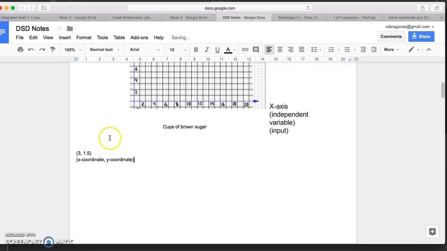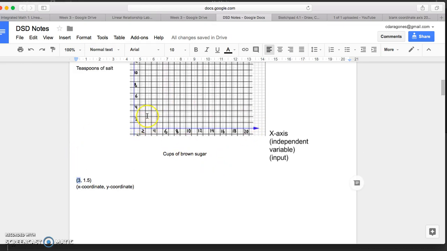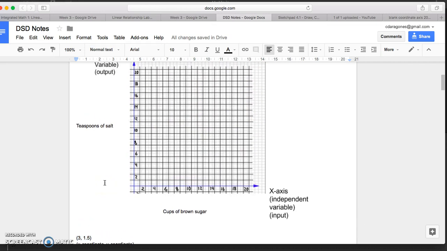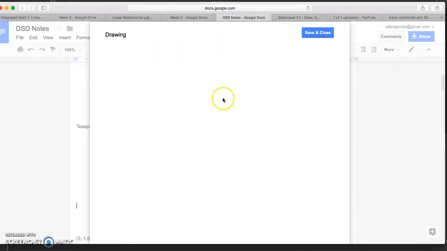So you tell me what the independent variable is, your input, and then you're telling me your output. For every 3 cups of brown sugar, I have to have 1.5 teaspoons of salt. These 2 coordinates then tell you the point on your graph. So I'm going to go ahead and get a dot.